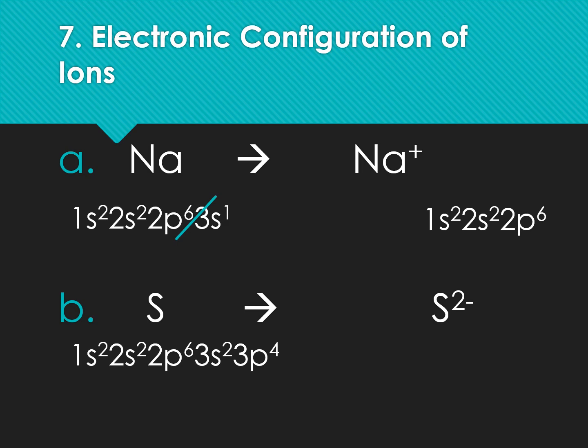Sulfur, we know, ends in a 3p4. So it's going to gain 2 electrons, so that 4 turns into a 6. It has the same number of electrons as the noble gas in that family, which is argon. So that's what they call isoelectronic, where they have the same number of electrons but are different elements.